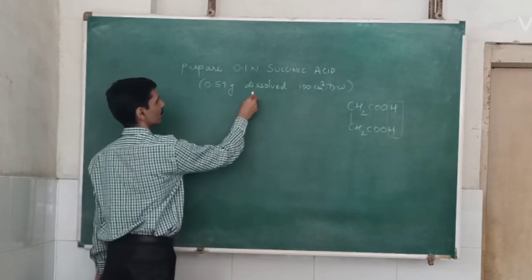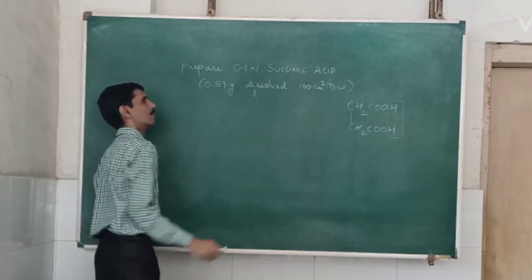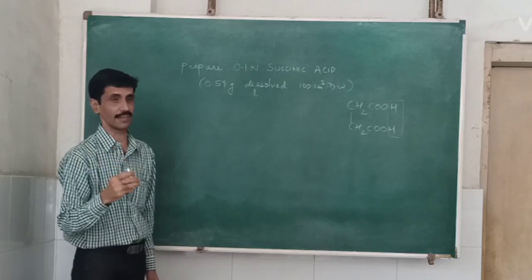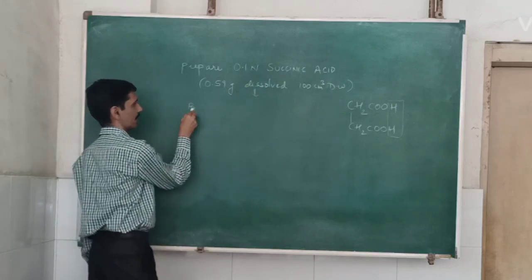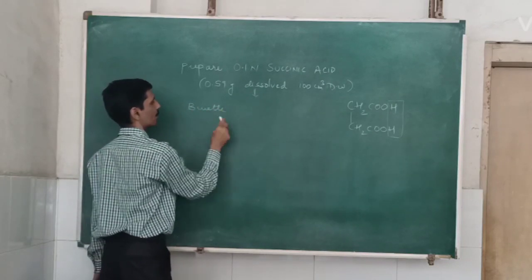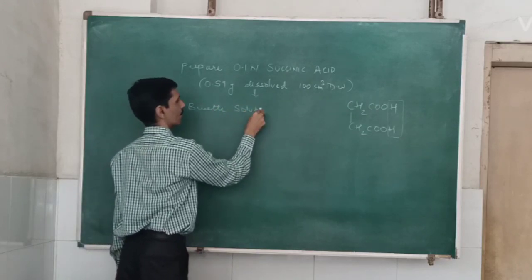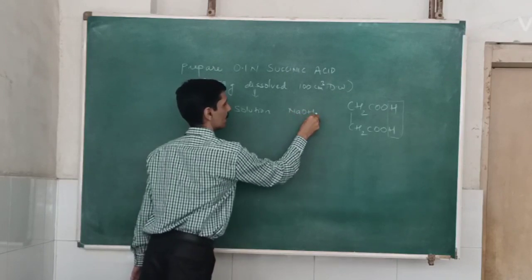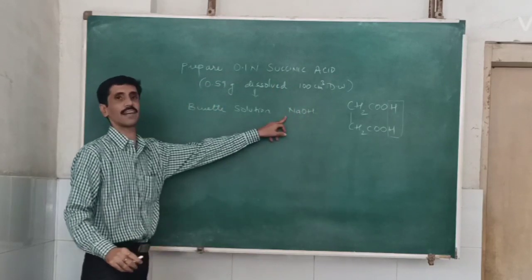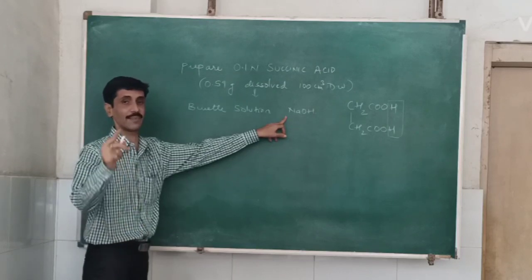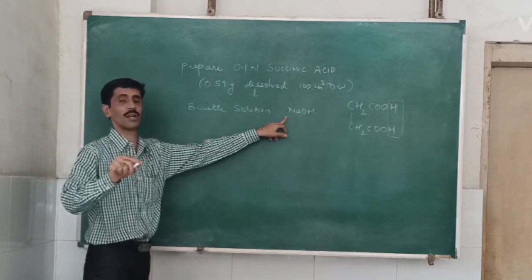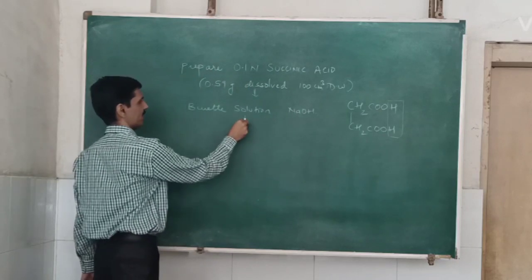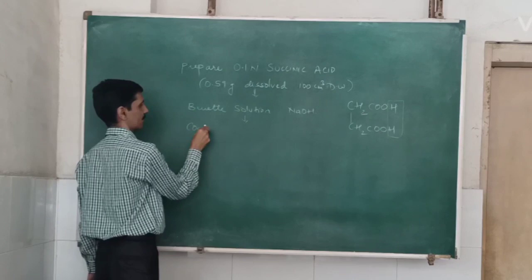Now, the next point is that we are going to titrate against the burette solution, and the burette solution is NaOH. The exact normality of this we don't know, and that is our aim: to standardize it, to find the exact normality of NaOH.